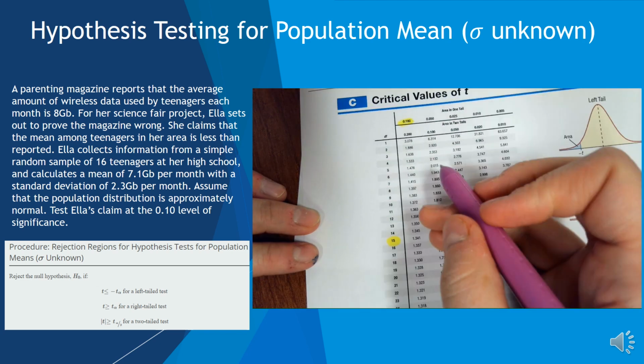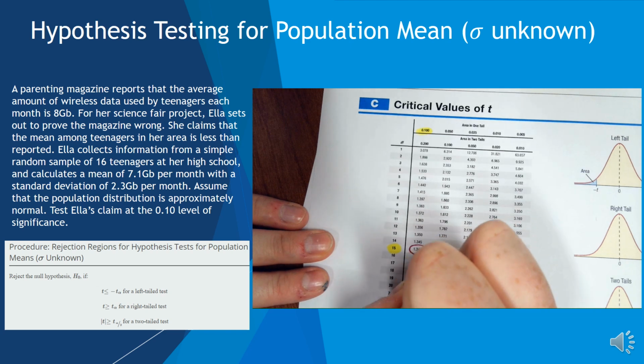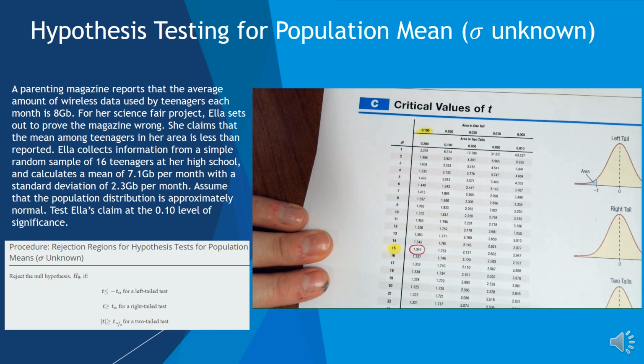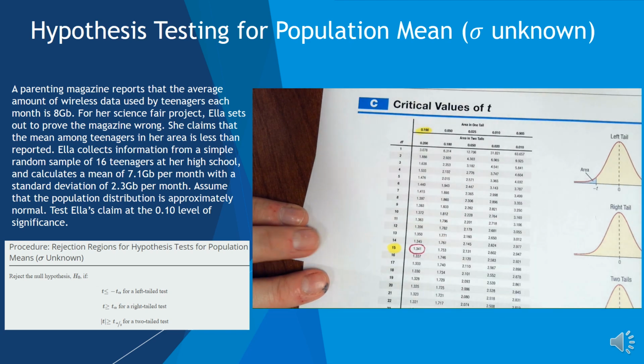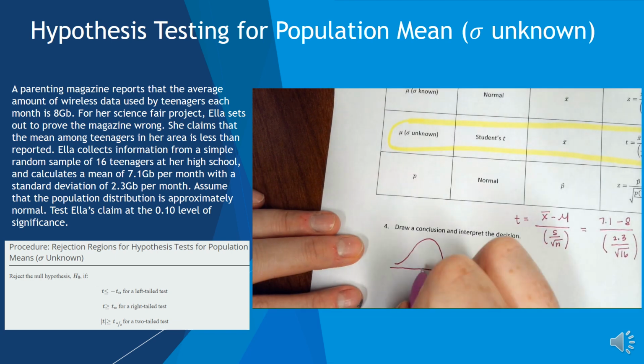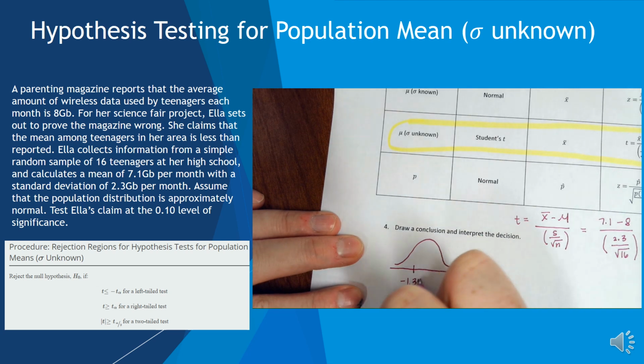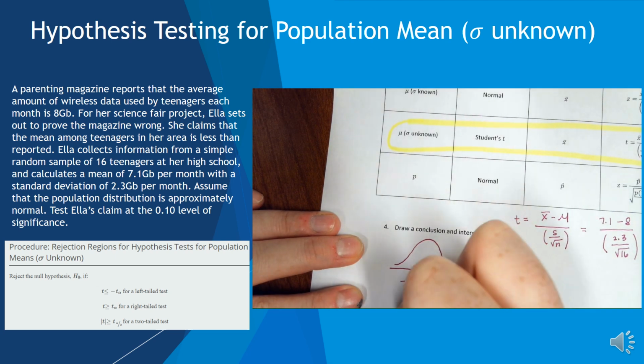And we're just finding the intersection of that row and column. There's our critical t value, and it might be hard to read. It's 1.341. And again, we're supposed to be using the negative version of that according to that table. So that's negative 1.341. The middle here is 0, so I'm just going to mark that.